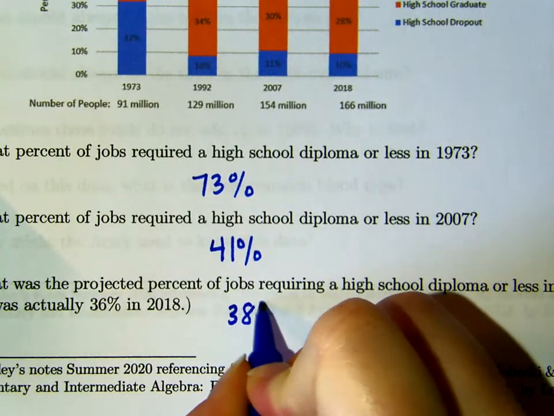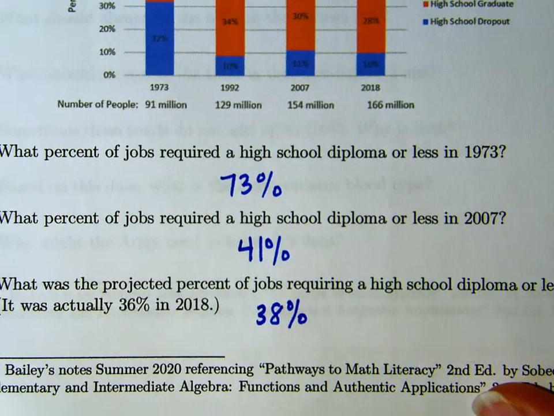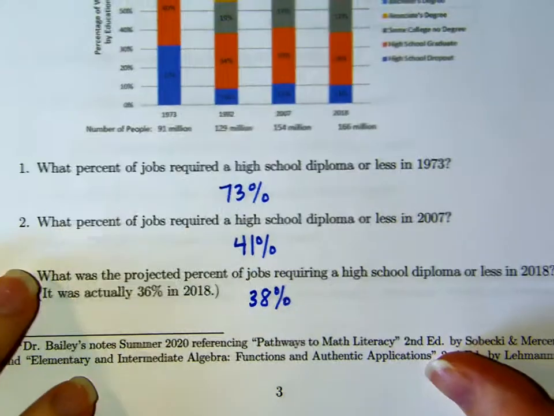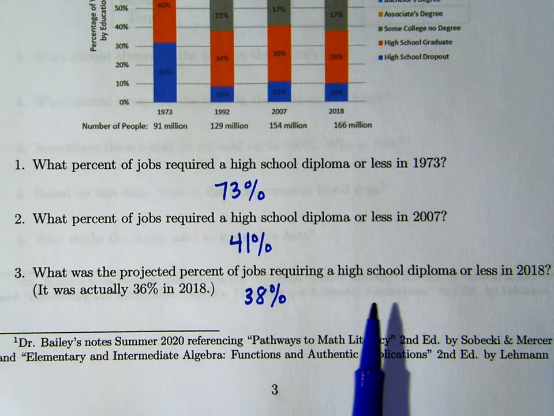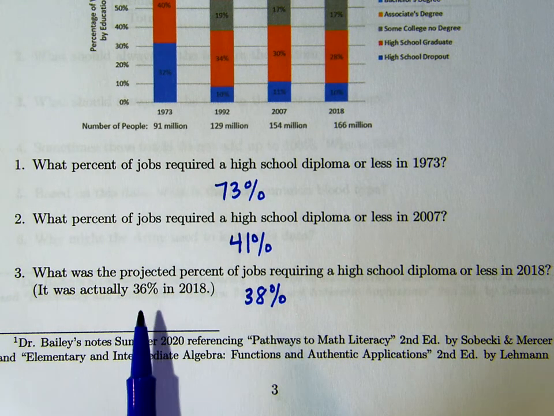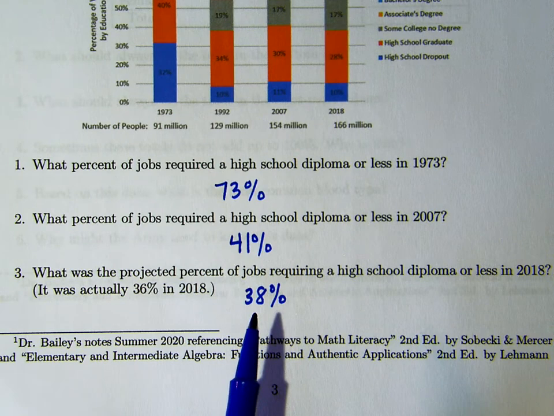Okay, so they predicted based on previous data and perhaps other variables when it comes to this too. What was the projected percent of jobs requiring a high school diploma or less? Well, 38. Okay, it ended up being, I did a fact check on this, ended up being 36, so actually less than what they projected.